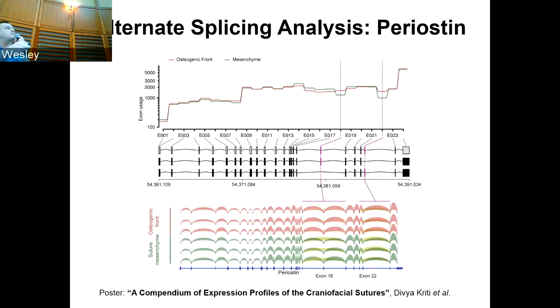Likewise, we can do alternate splicing analysis. And again, I'm not going to go into strong detail. I'll just present an example of the periostin gene. You can look at either the top or the bottom, either this browser track or the sashimi plot. But basically, we can detect in the suture mesenchyme an absence, or a decrease, of isoforms containing exon 18 and exon 22. So there's more exon skipping of exon 18 and 22 in the suture mesenchyme periostin isoform. And again, Divya's poster has a fair bit of detail about this process in the data sets. This is just one, but there are hundreds of genes that are detected that have differential expression.